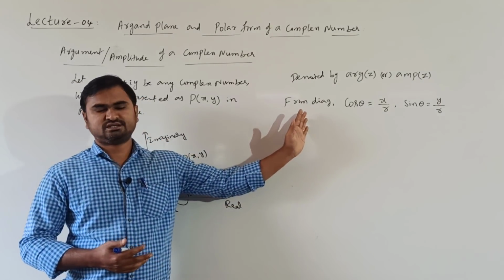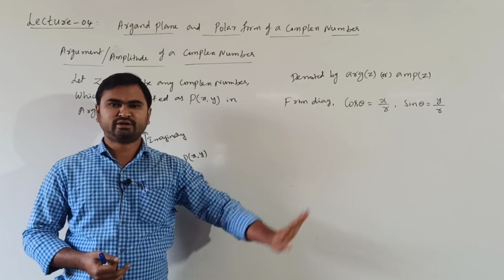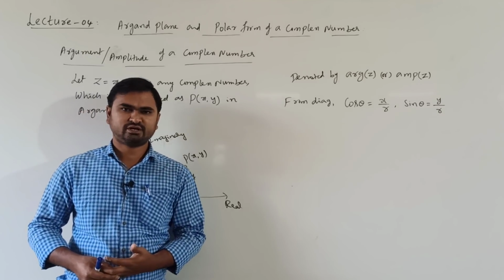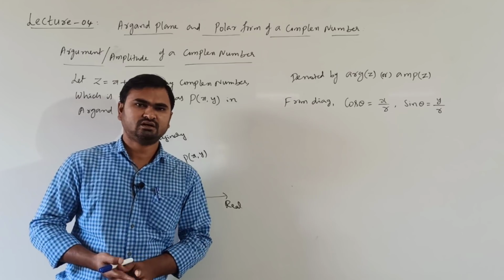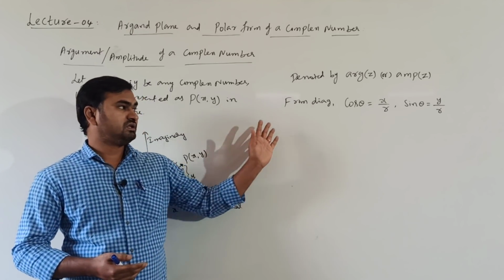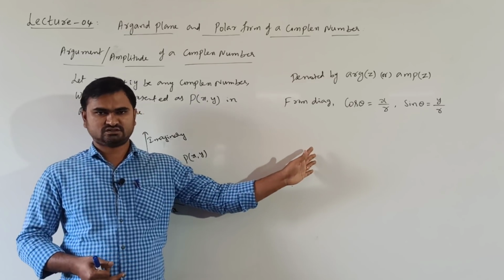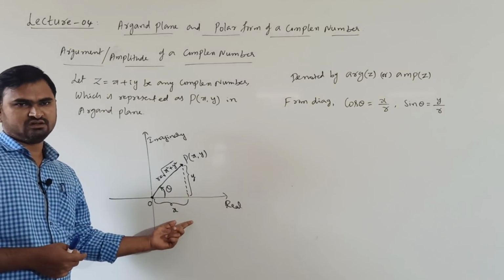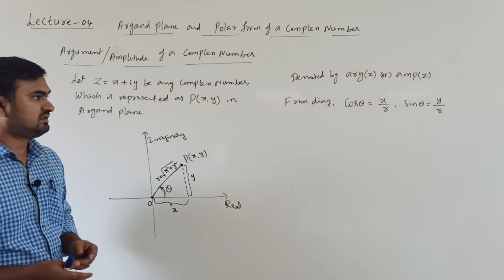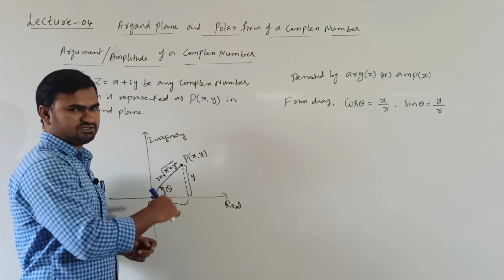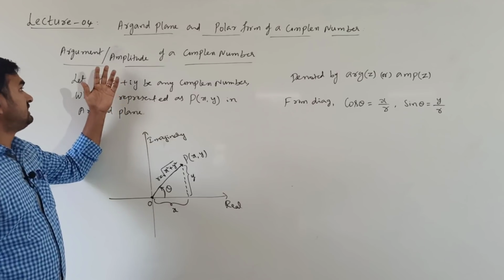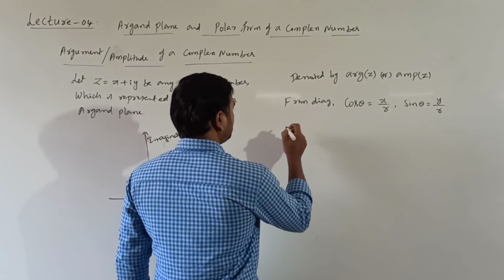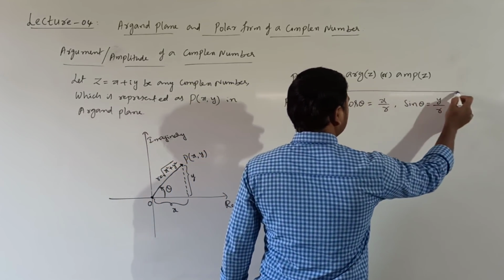Now suppose we got that cos theta is 1 by root 2, sin theta is 1 by root 2. Now how many values are there where cos is 1 by root 2 or sin is 1 by root 2? There exist infinitely many solutions. So writing all those infinitely many solutions is difficult. So here what we do is, we confine ourselves to some particular interval, and in that interval only we find the solution. That angle is called the principal argument or principal amplitude. So these are the formulas used to find the theta value.